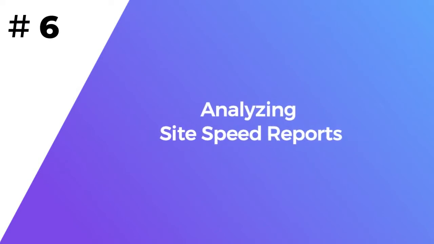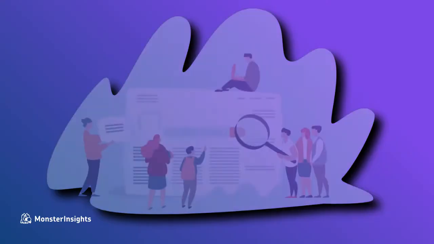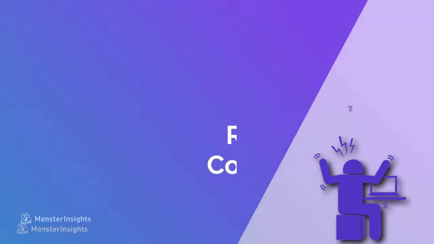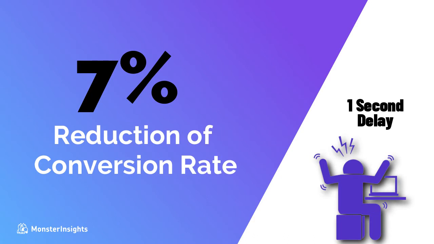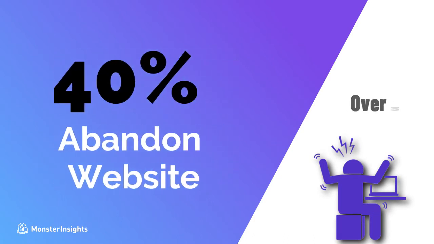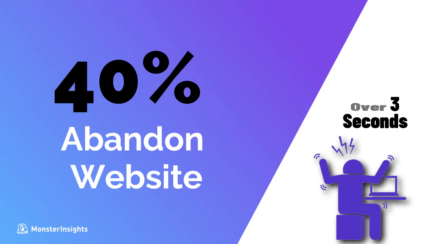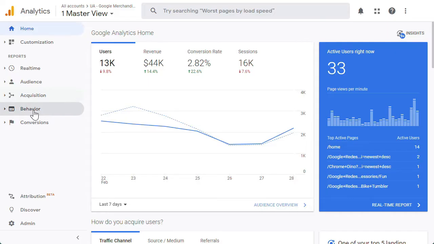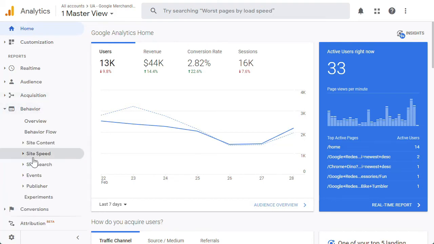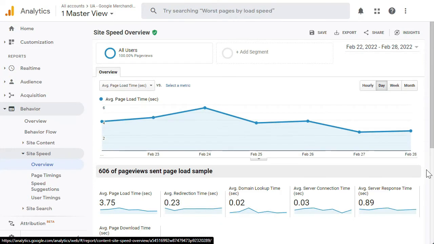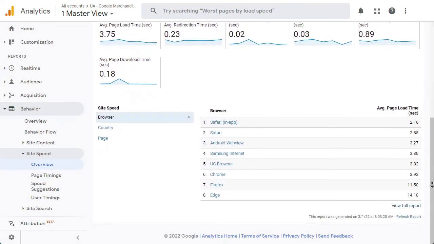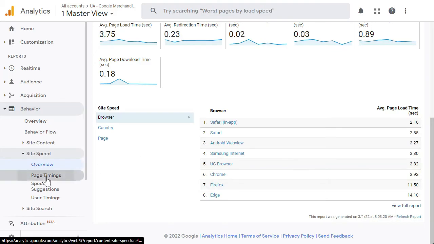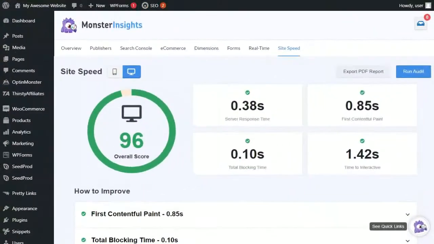Your website speed can make or break your online business, and it's a significant factor in how your site content ranks in search results. Recent studies show that even a 1-second delay can reduce conversion rates by 7%, and that 40% of visitors will leave a site that takes more than 3 seconds to load, and even more significantly, that 79% of web shoppers will not return to a site that has performance issues. To see your site speed report, you'll want to navigate to Behavior, Site Speed, and then Overview. And once you're there, you can see the average load time of your site along with browser speeds, and you can see which pages are taking more time to load by clicking on the Page Timings report. With Monsterinsights, you can see this report without ever leaving your WordPress dashboard.